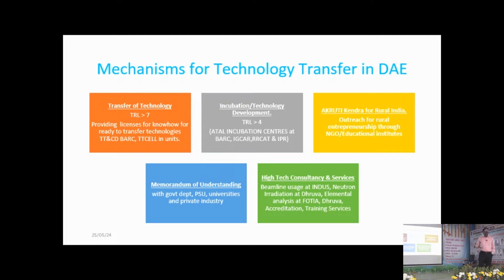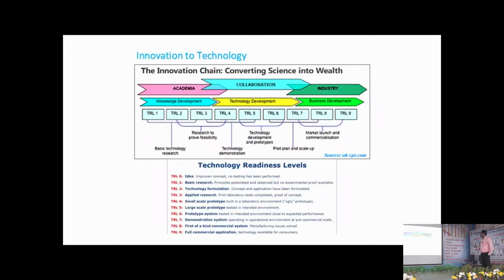Akruti Kendra is also an important thing for educational institutions, a mechanism to give technology to educational institutions. I will explain. And now the R&D labs in India are open to all the universities and the students, because we are giving these facilities through consultancy and services. UGC also has a scheme wherein you can use reactor beamline facilities or particle accelerator beamline facilities. So these are also provided.